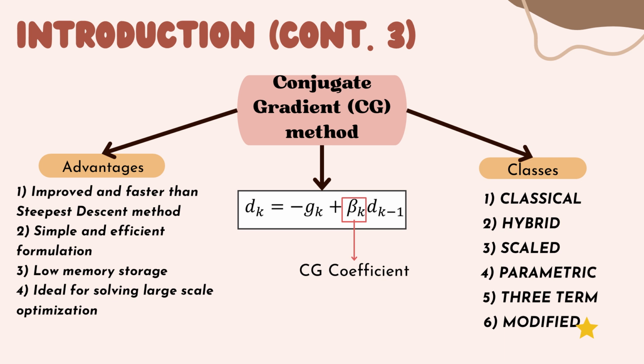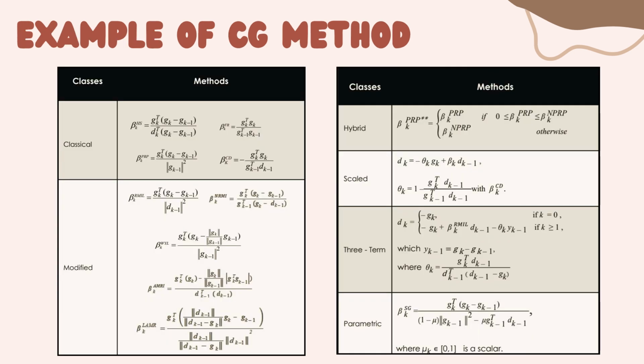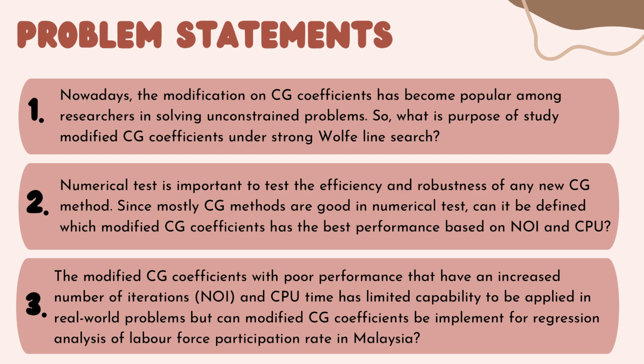There are several classifications of CG method, which are classical, hybrid, scaled, parametric, three-term, and modified. This study used the modified CG method. These are examples of CG methods with different classifications. Nowadays, the modification of CG coefficients has become popular among researchers in solving unconstrained problems.